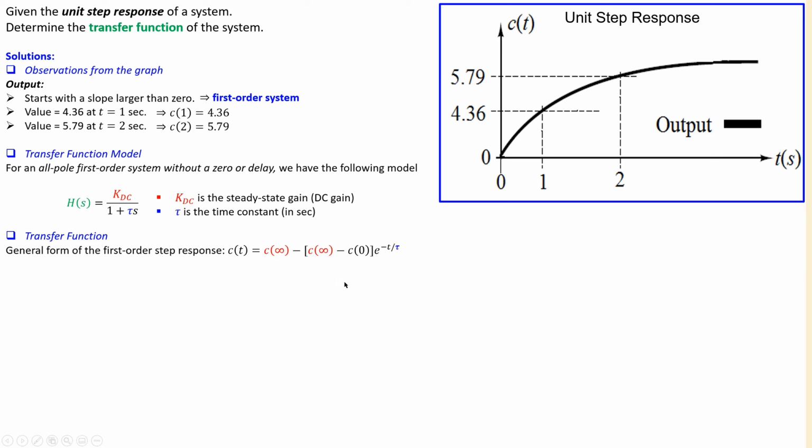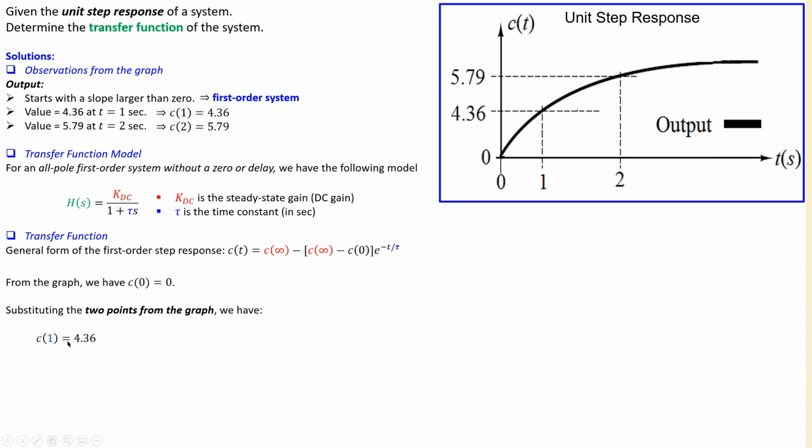So what do I know? I know from my graph, if I look at the response, that the initial value is 0. So at 0 I have a value of 0. So I can say C at 0 is equal to 0. So this is already known. Then I can say the following. Let's then substitute these 2 points in this expression.